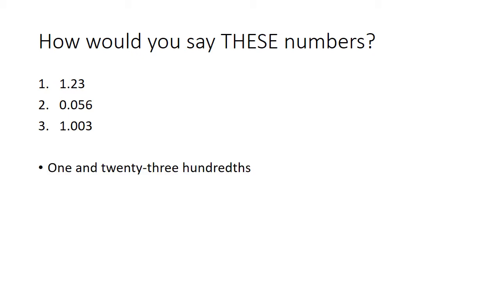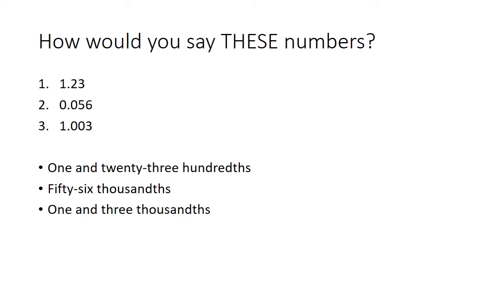All right, so the first one, you're going to say 1 and 23 hundredths, because that 3 is in the hundredths place. For your second one, it would be 56 thousandths, because that last digit 6 is in the thousandths place. For number 3, you're going to say 1 and 3 thousandths. Don't forget your decimal, you say it as an and.